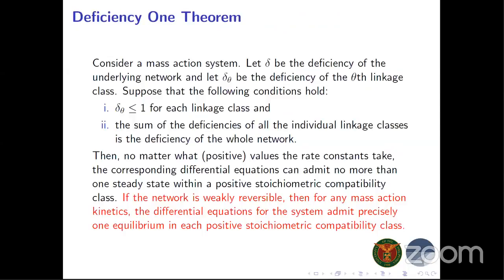But we are interested at this point in the number of equilibria. And then this is the deficiency 1 theorem. Consider a mass action system. And then the following must be satisfied. So if the network is weakly reversible, then for any mass action kinetics, the differential equations of the system admit precisely one equilibrium in each positive stoichiometric compatibility class.